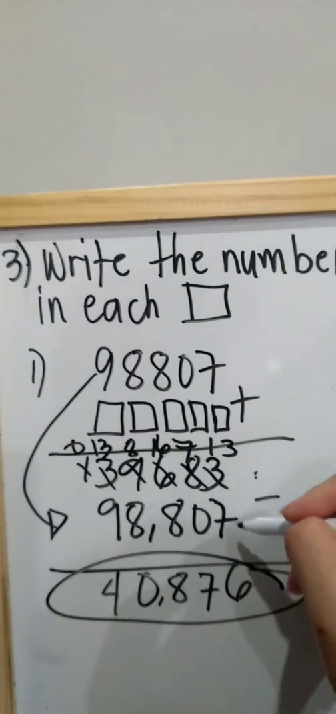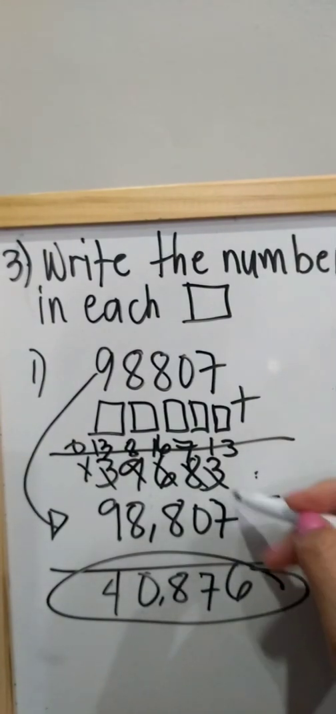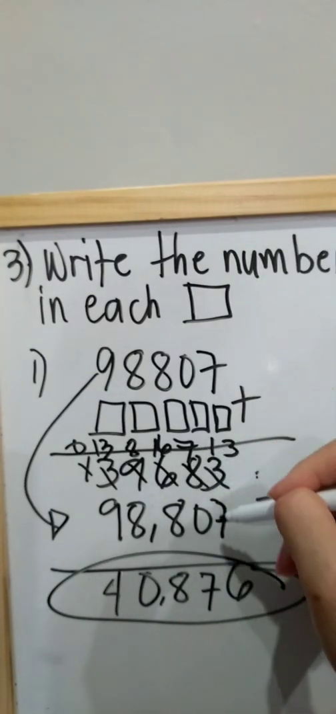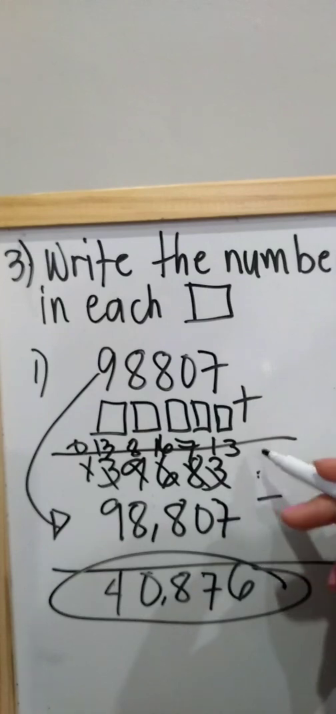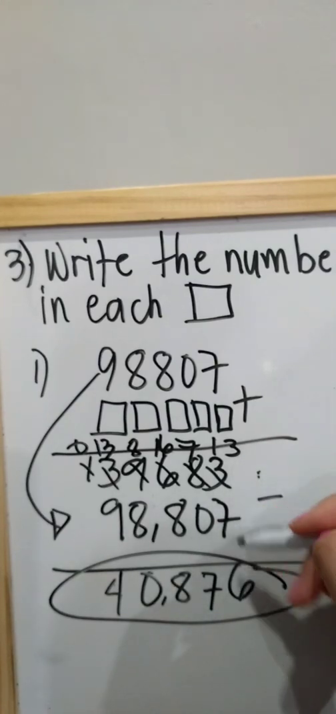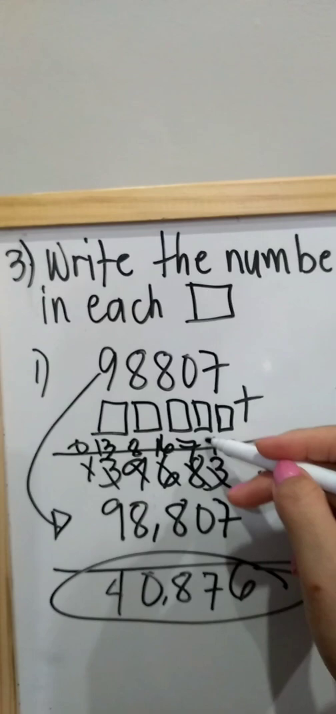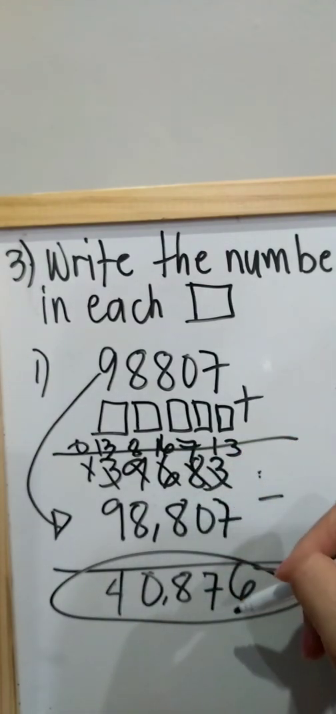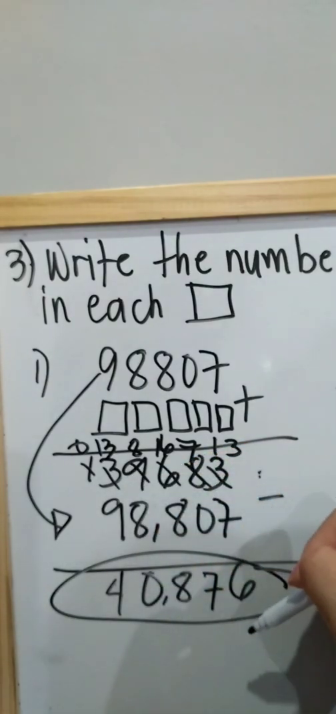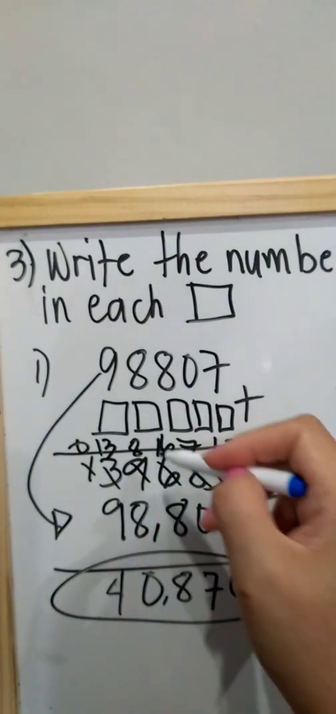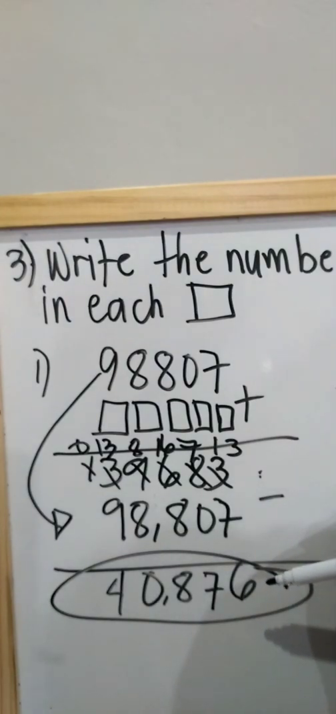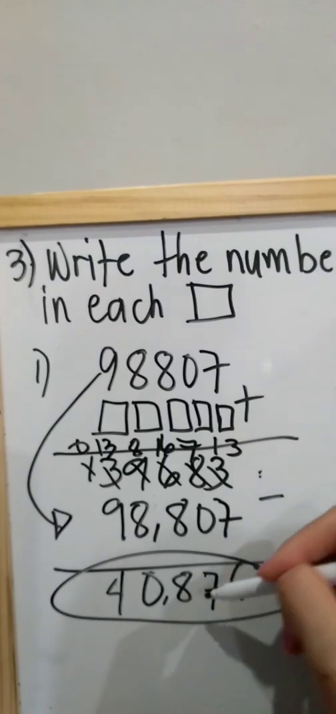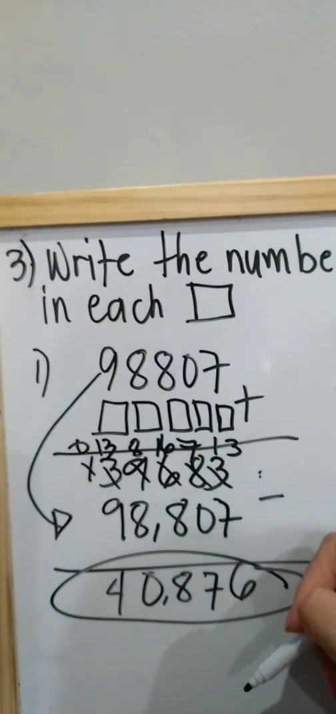3 minus 7 cannot be. Let's borrow 1 from 8. Now 8 will become 7 and 3 will become 13. 13 minus 7 is equal to 6, and 7 minus 0 is equal to 7. Then 6 minus 8 cannot be, so let's borrow 1 again from 9. 9 will become 8 and 6 will become 16. 16 minus 8 is equal to 8, and 8 minus 8 is equal to 0.